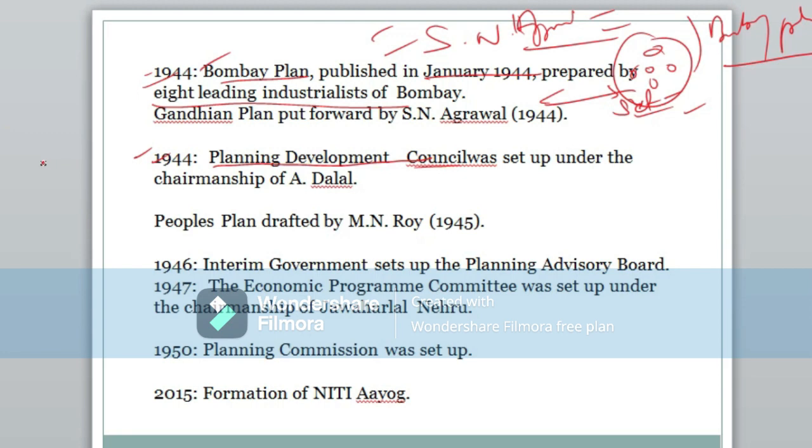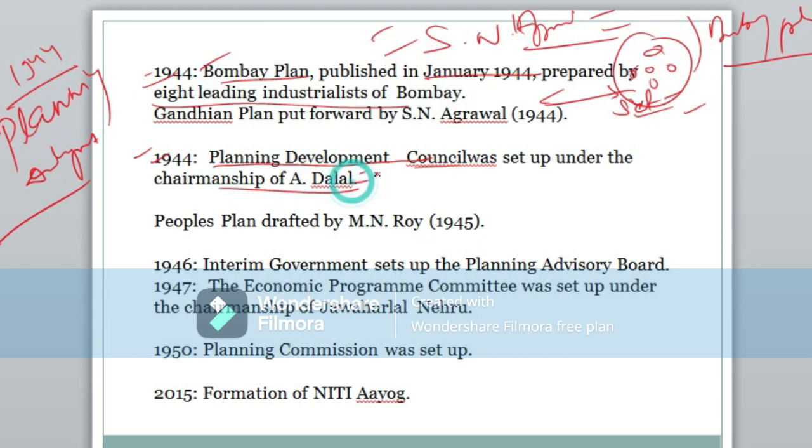याद रखिए 1944 में ही नई काउंसिल बन गई. इसका नाम है Planning Development Council, and it was set up under the chairmanship of A. Dalal. So as soon as the Bombay Plan was formulated, another member of Congress, A. Dalal, put forth the Planning Development Council, and this was called the core planning objective for industrial development.